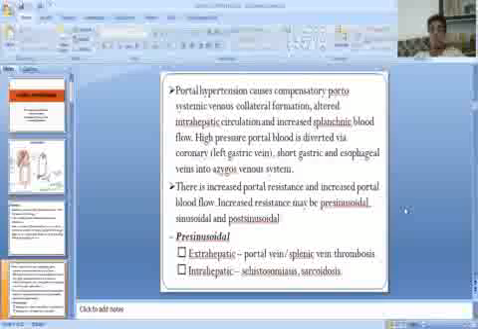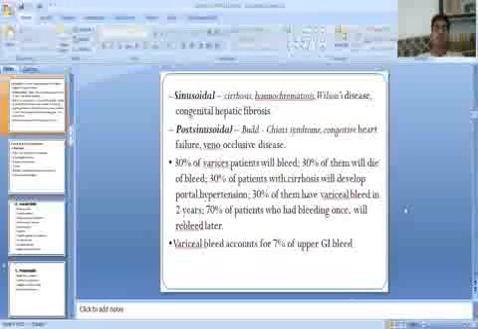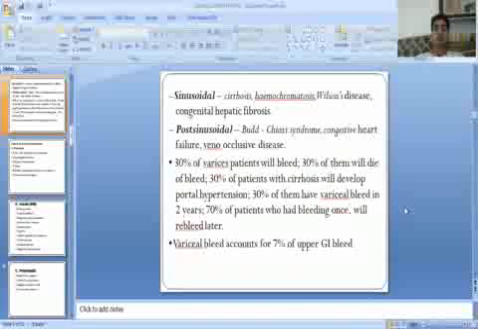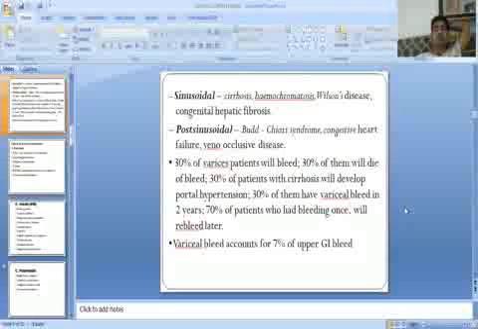Increased resistance may be pre-sinusoidal, sinusoidal, and post-sinusoidal. These are the causes of pre-sinusoidal: extrahepatic and intrahepatic. Extrahepatic: portal vein and splenic vein thrombosis. Intrahepatic: schistosomiasis and sarcoidosis. Sinusoidal causes: cirrhosis, hemochromatosis, Wilson disease, congenital hepatic fibrosis. Post-sinusoidal: Budd-Chiari syndrome, congestive heart failure, veno-occlusive disease also.